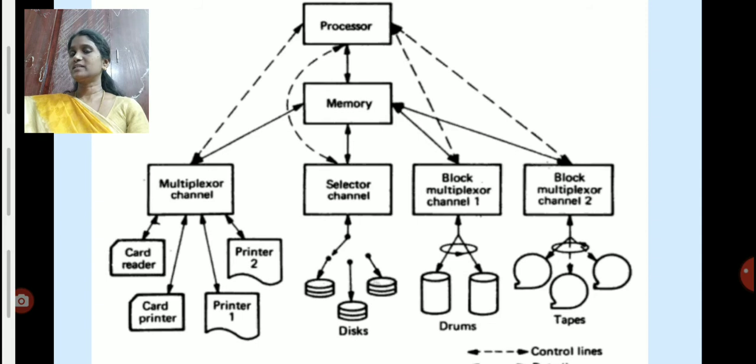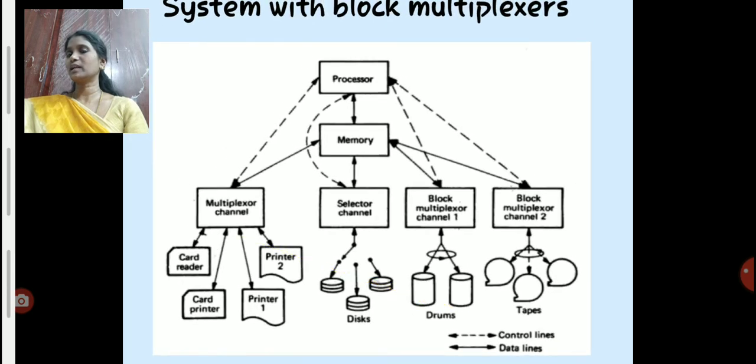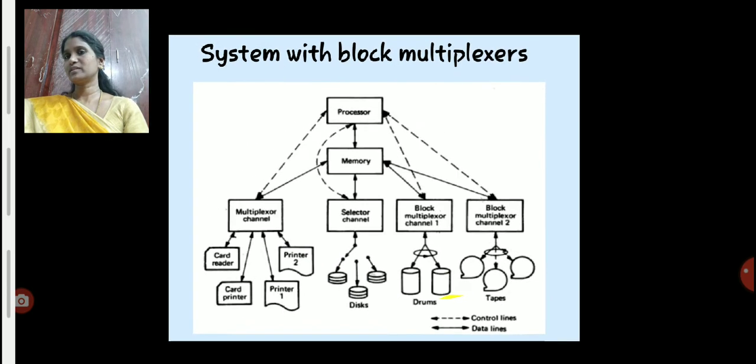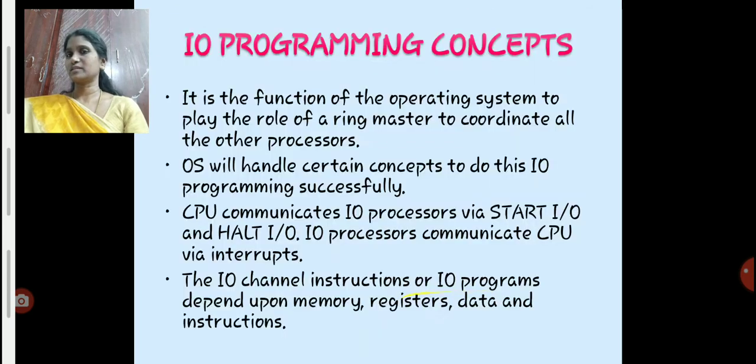Right? And see the block multiplexer. Block multiplexer handles more than one device, that too high speed devices. So that is called block multiplexer. Right? So everything is controlled by the processor using control lines. You can see here the dotted lines are control lines. So this is the system with multiplexer, selector and block multiplexers.